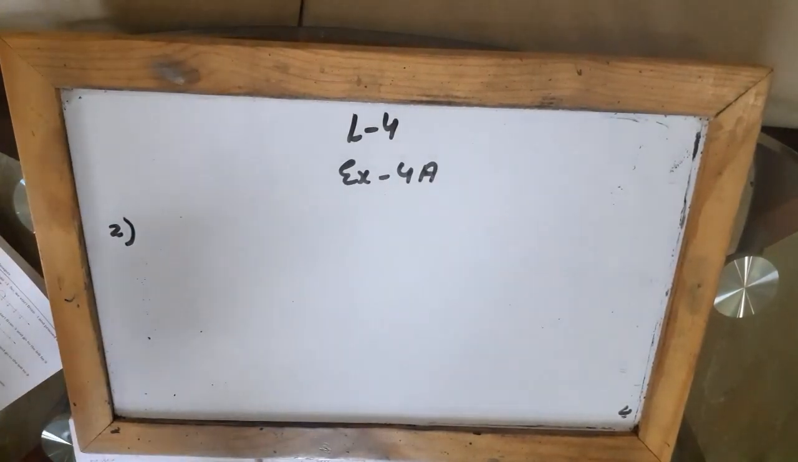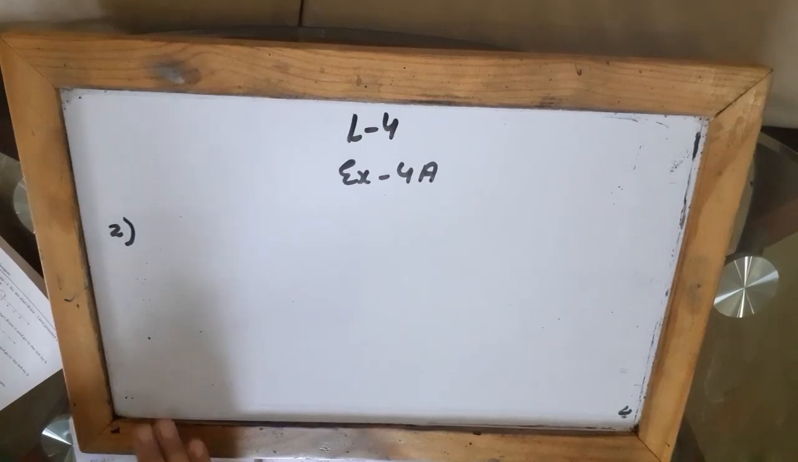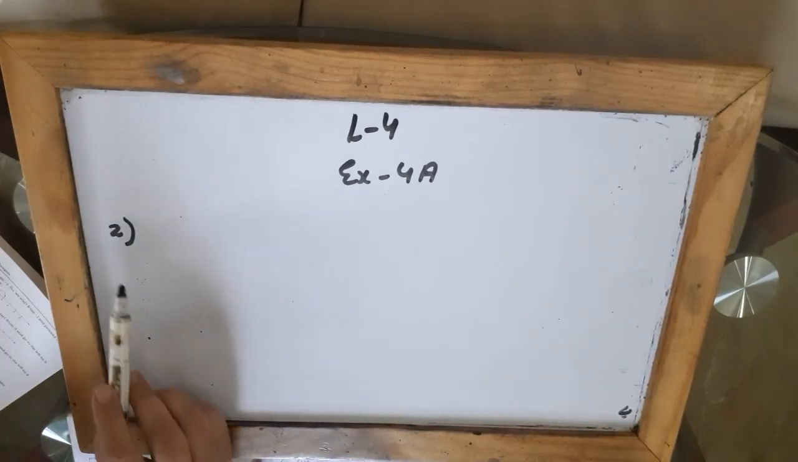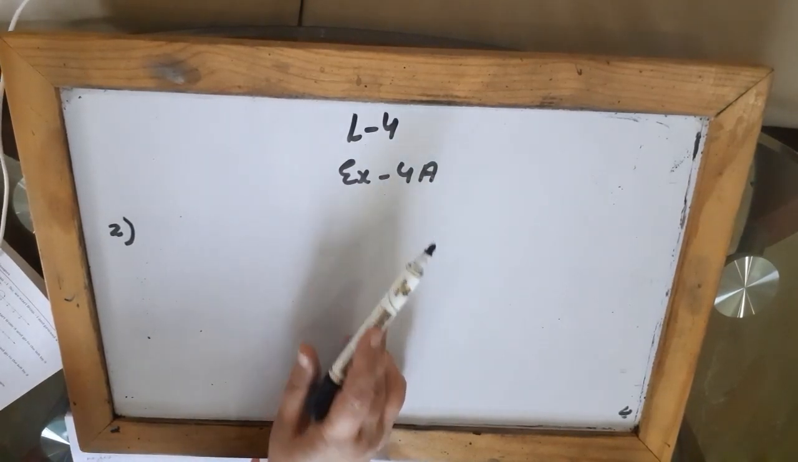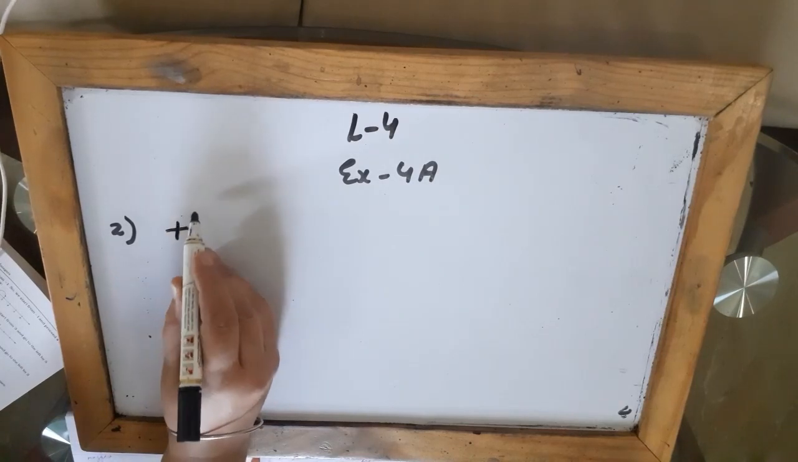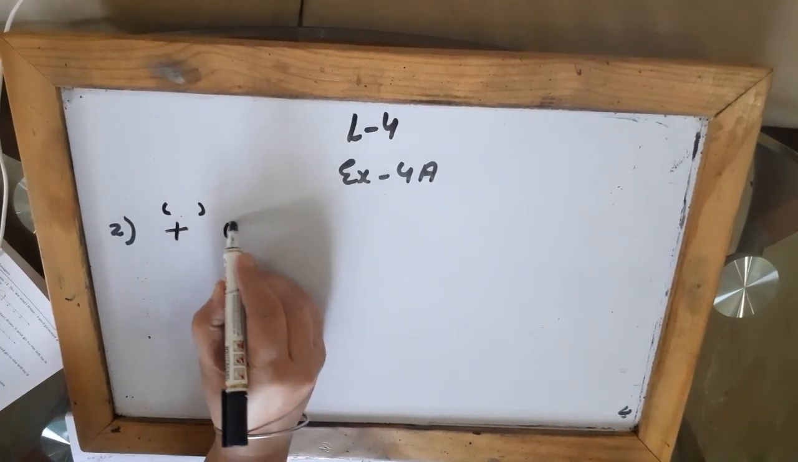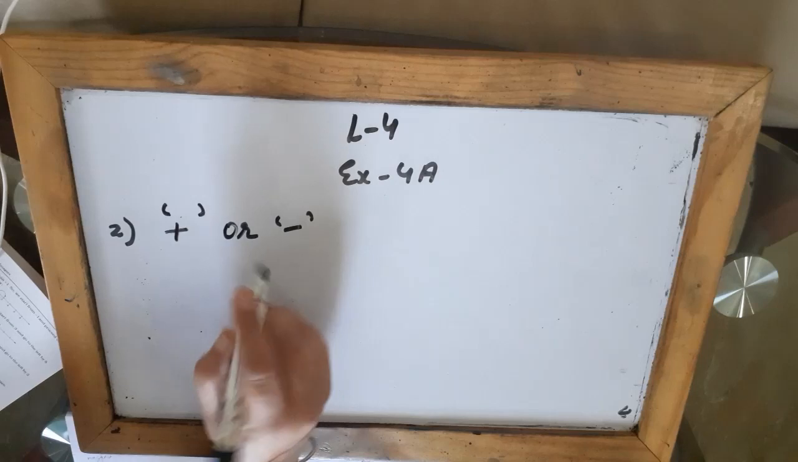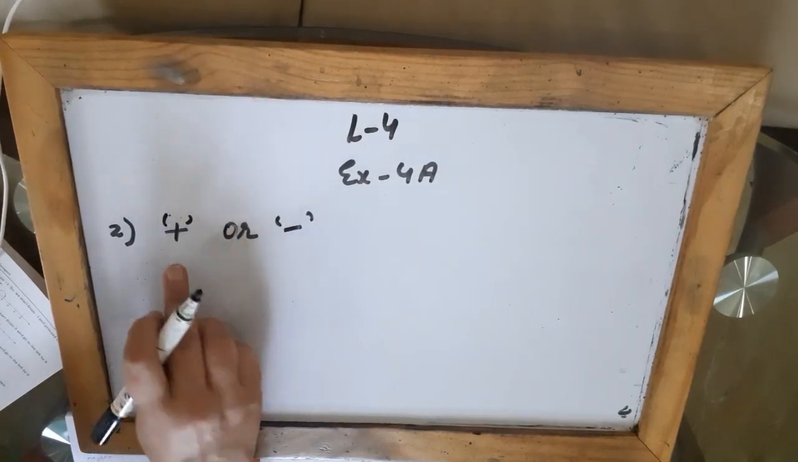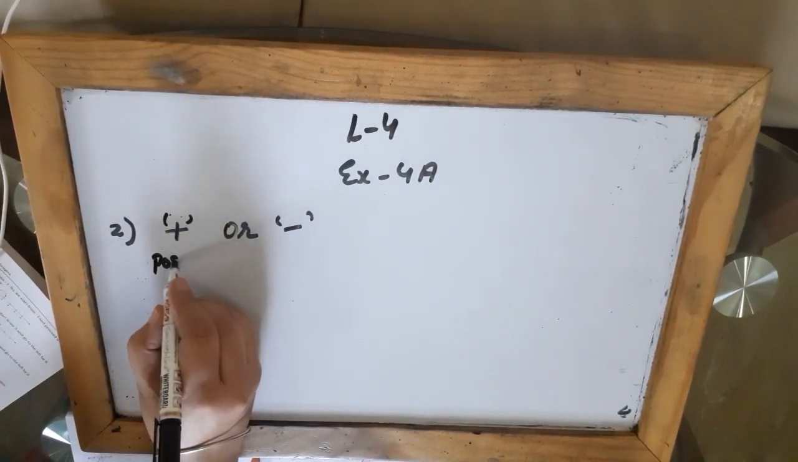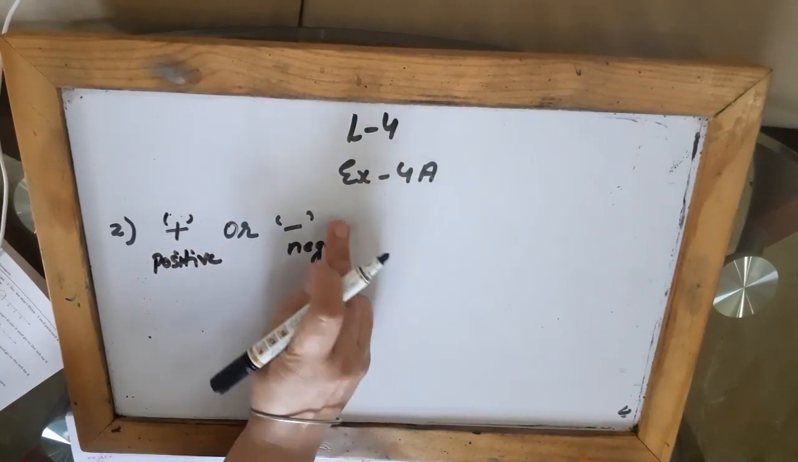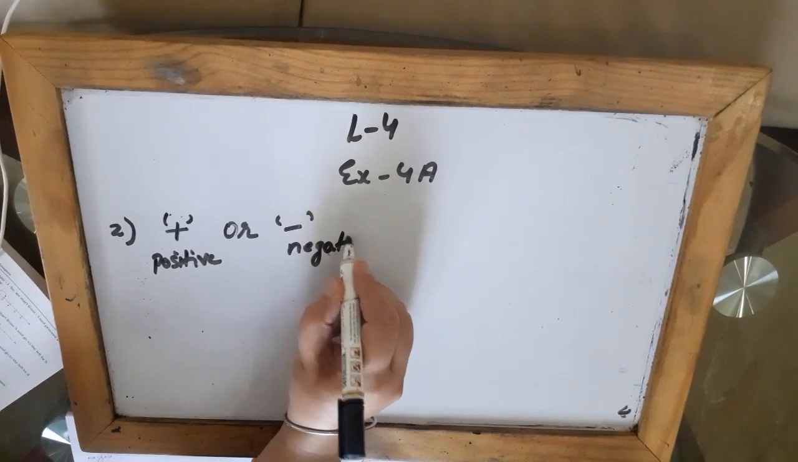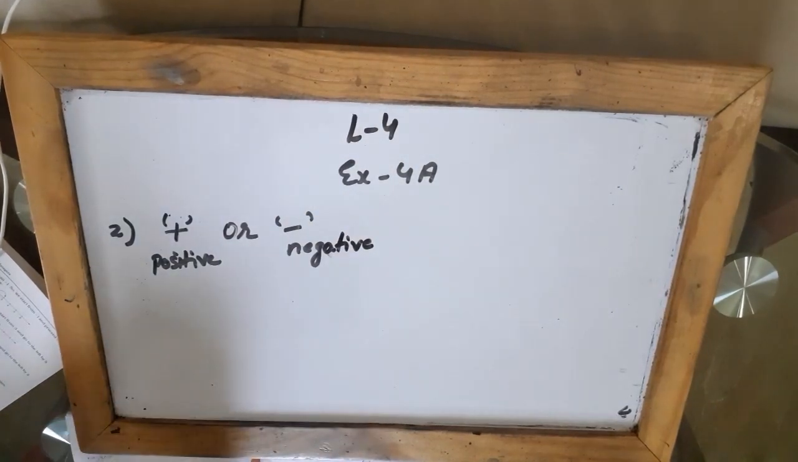Now to make it more clear, to understand where we use these integers in our daily life, let me come to the second question of your exercise 4a. In this they are saying indicate the statements given with plus or minus sign. So I told you plus means positive and minus means negative. So here we will come to know where we use the integers in our day-to-day life.